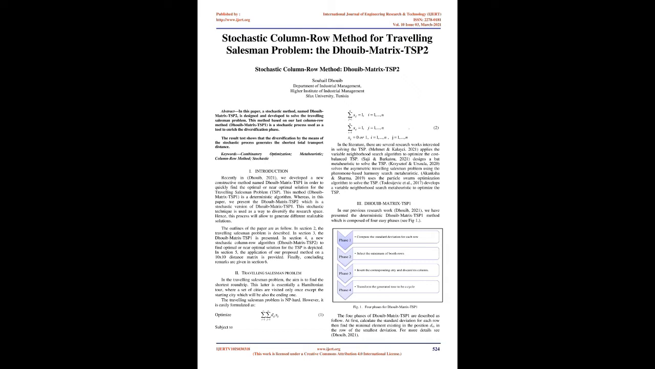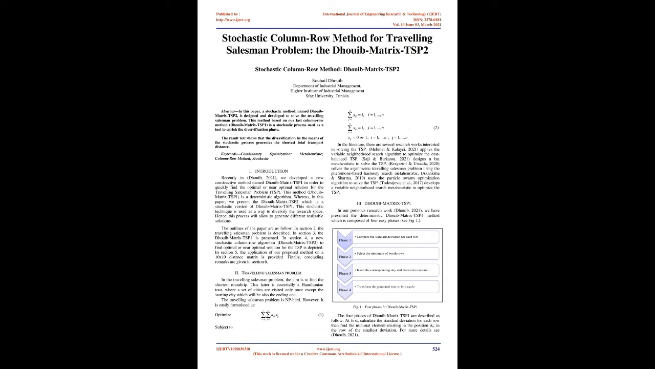Introduction. Recently, in Dhouib 2021, we developed a new constructive method named Dhouib Matrix-TSP1 in order to quickly find the optimal or near optimal solution for the traveling salesman problem, TSP. This method, Dhouib Matrix-TSP1, is a deterministic algorithm. Whereas, in this paper, we present the Dhouib Matrix-TSP2, which is a stochastic version of Dhouib Matrix-TSP1. This stochastic technique is used as a way to diversify the research space. Hence, this process will allow generating different realizable solutions.